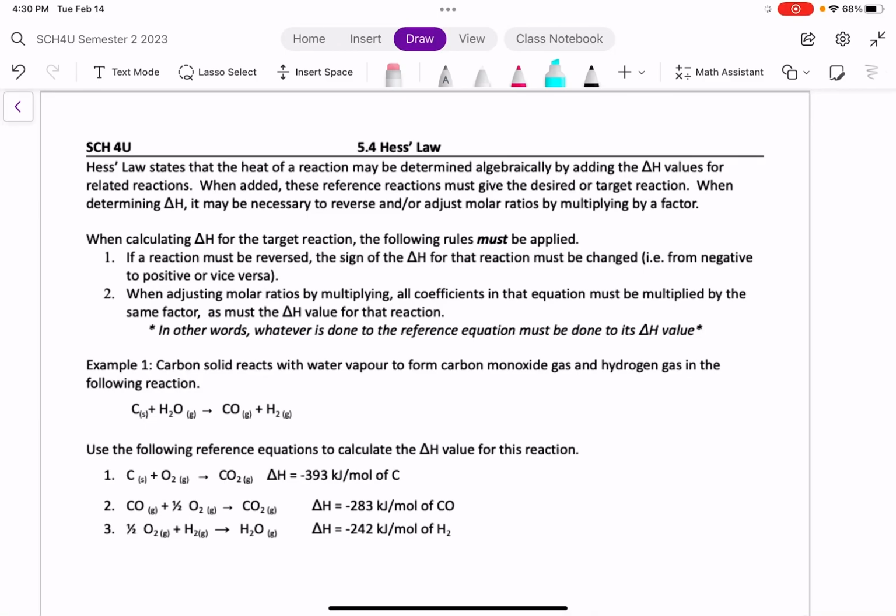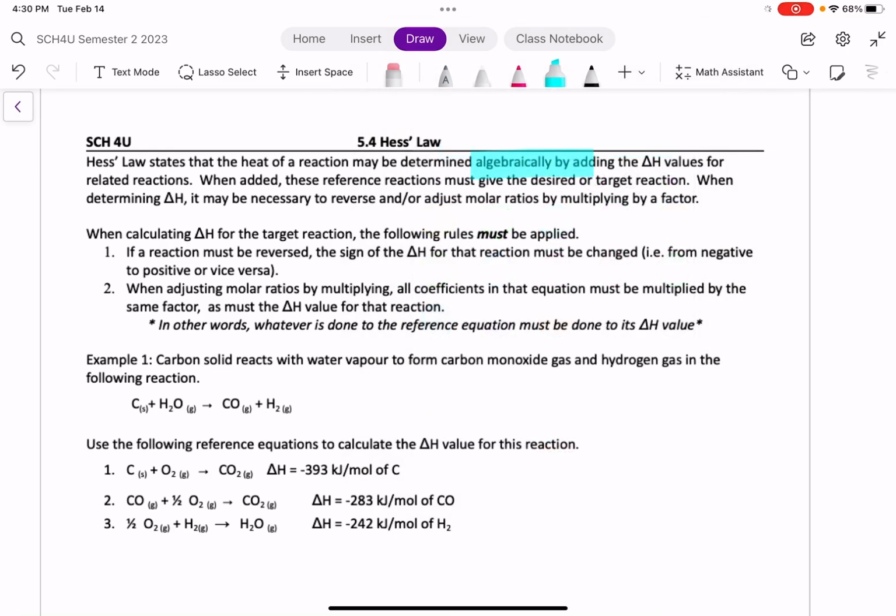Previously, we looked at thermochemical equations and how to relate enthalpy change to stoichiometric ratios. So we're taking a look at how else we can determine the enthalpy change value for a reaction given different pieces of information. So Hess's law states that the heat of a reaction is determined algebraically by adding the values of enthalpy change for different but related reactions. When we add these reference reactions, it will give us our desired or our target reaction.